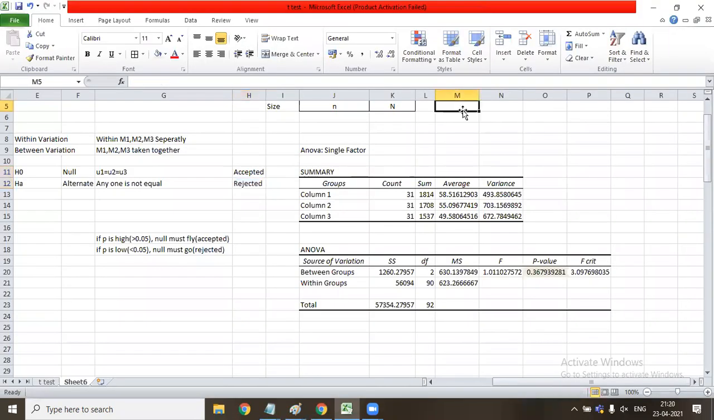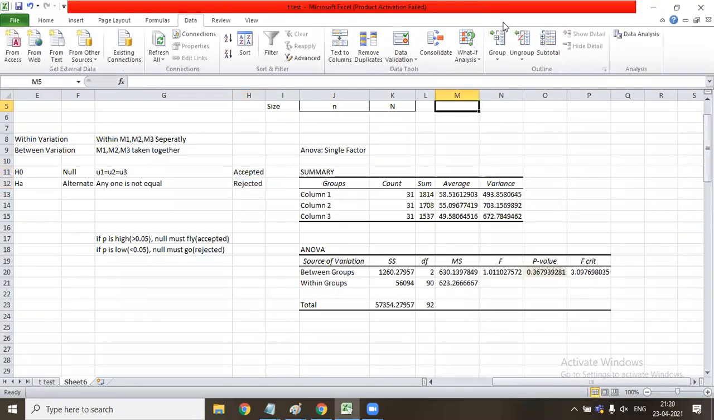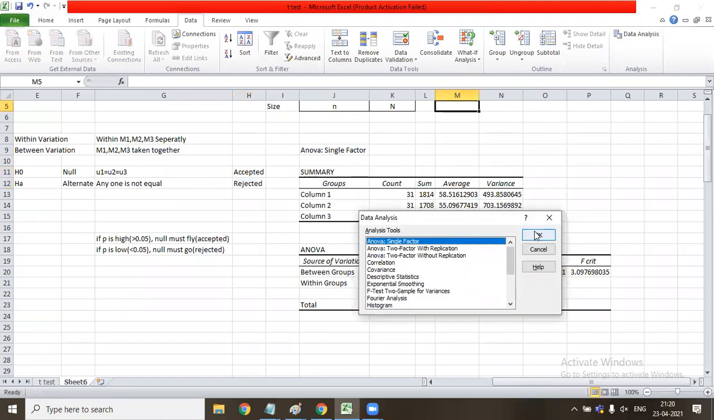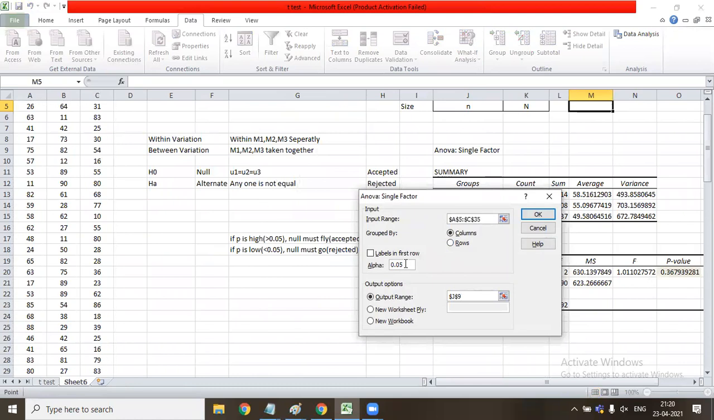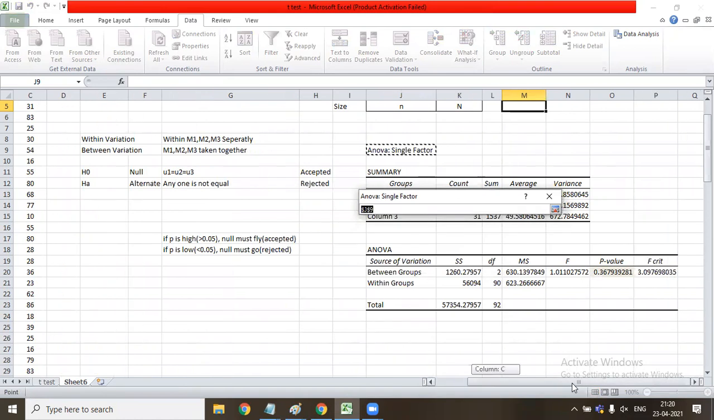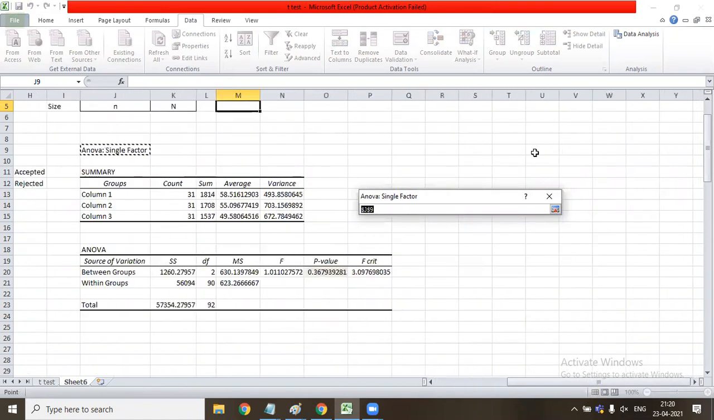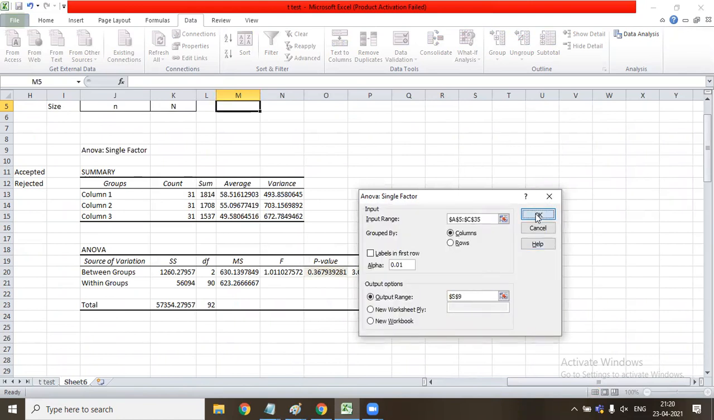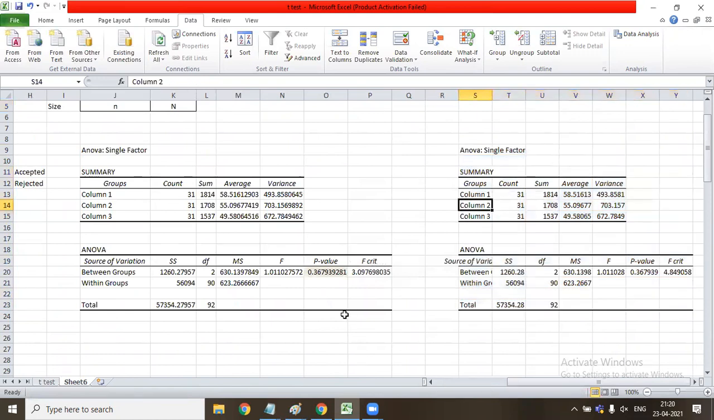I can do this: go to Data Analysis, ANOVA, and here I'll say 0.01. You can change it if you want. I'll change the output range, and I'll say where I want the output, and say okay. Now you see the p value is again 0.36, which means that even at 99%, the test is confident that it will give you the same value. The values of F and F critical: F is the same, but F critical has changed.